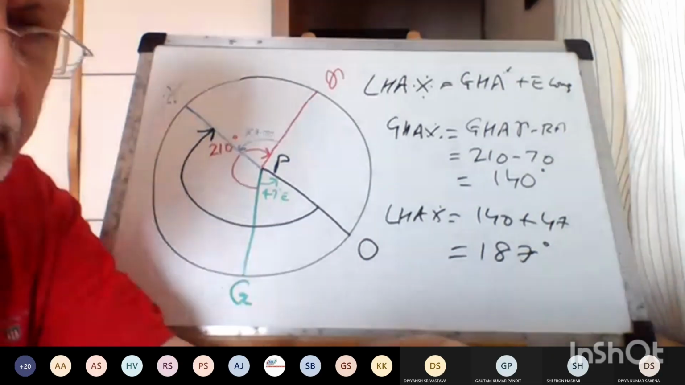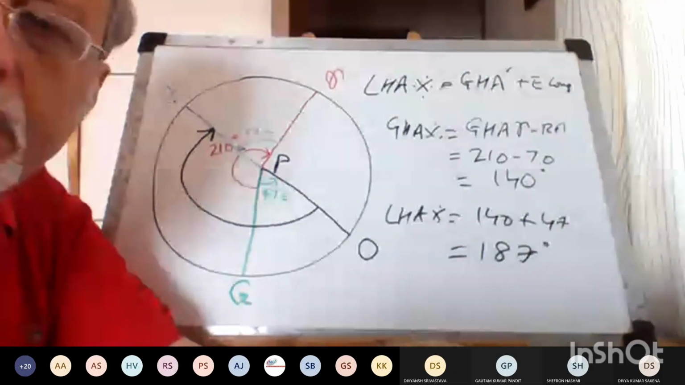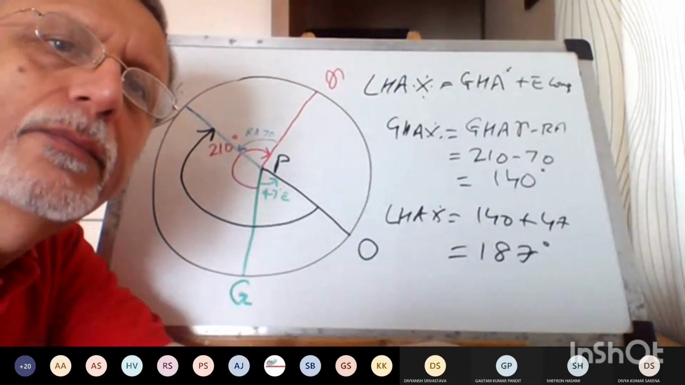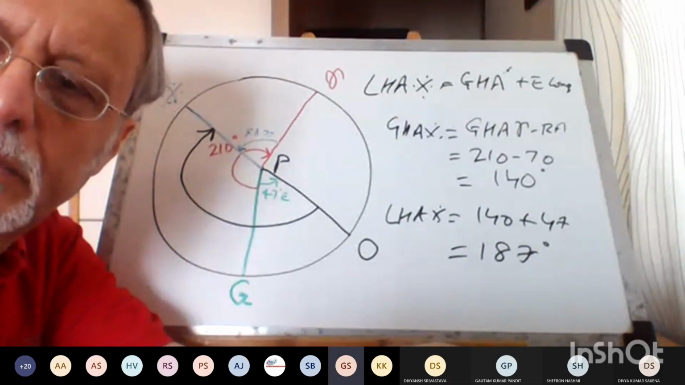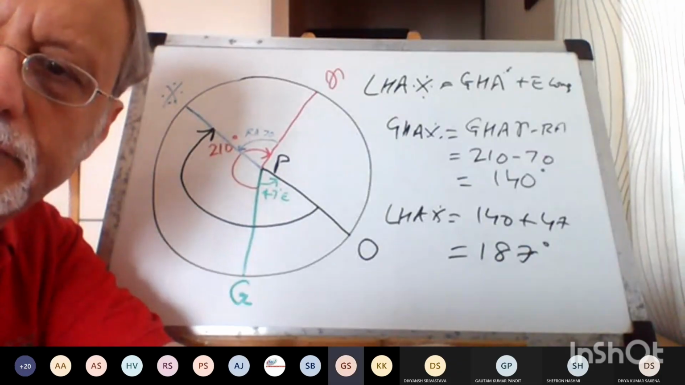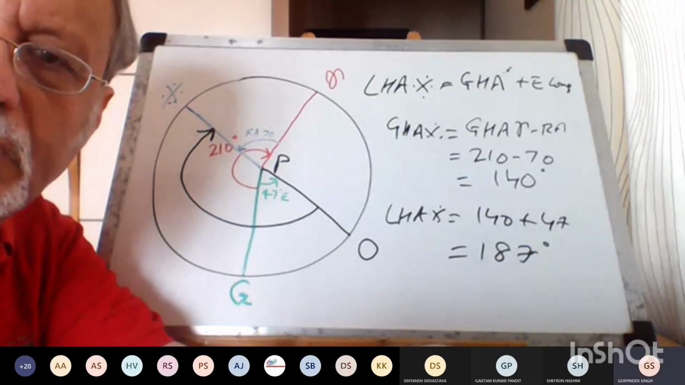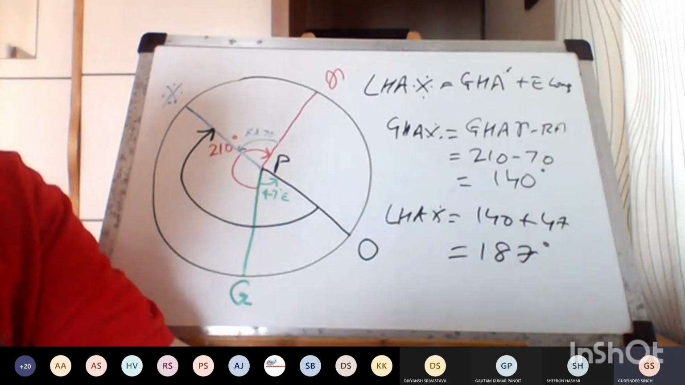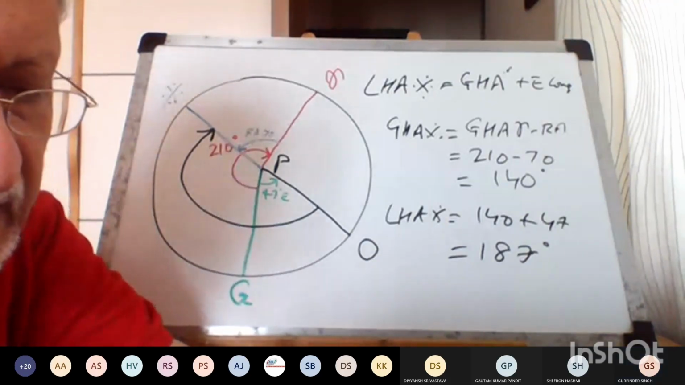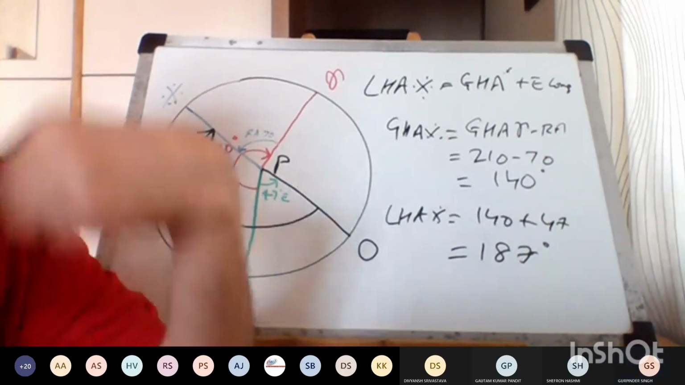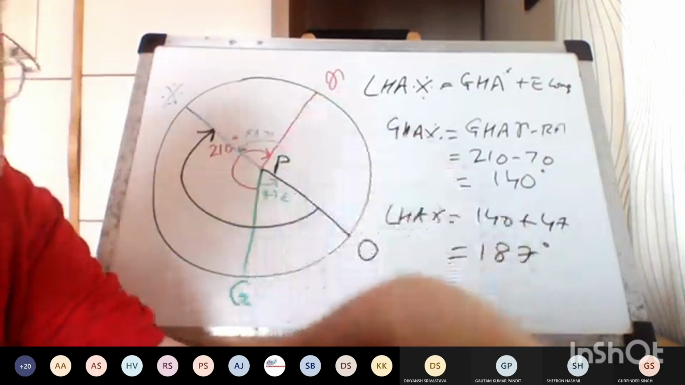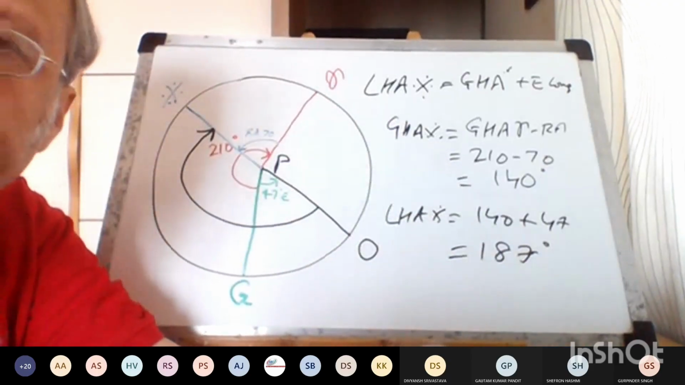No questions? Everyone clear? Yes, sir. LHA star. Okay. There are 3-4 examples given over there, which are very clear with the diagram and everything. You must practice that. Go down to exercise 5. We will do question number 1.